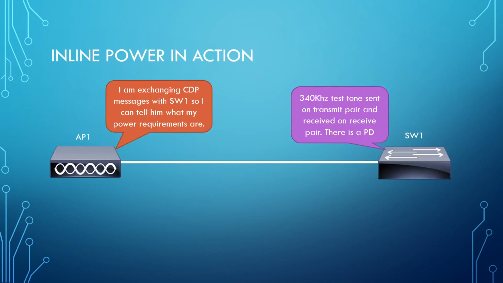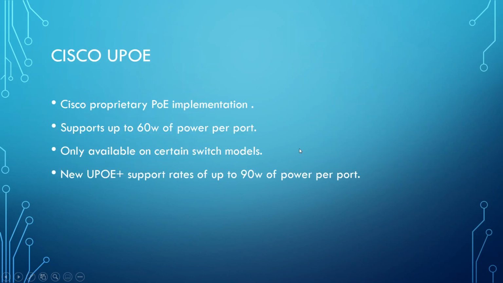Now, inline power in action, simple as that. The 340 kilohertz test tone is sent over, and I receive that on my receive pair. There's a power device. AP1, I'm a Cisco AP, so I exchange CDP messages, and I tell him what my power requirements are. It's as simple as that.